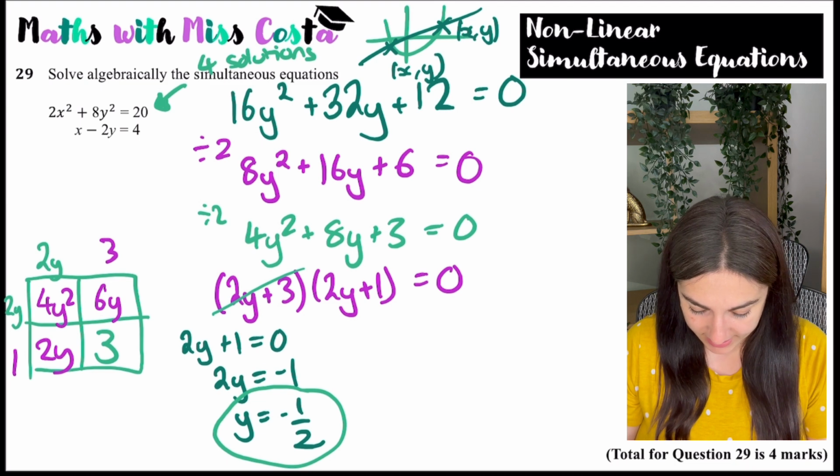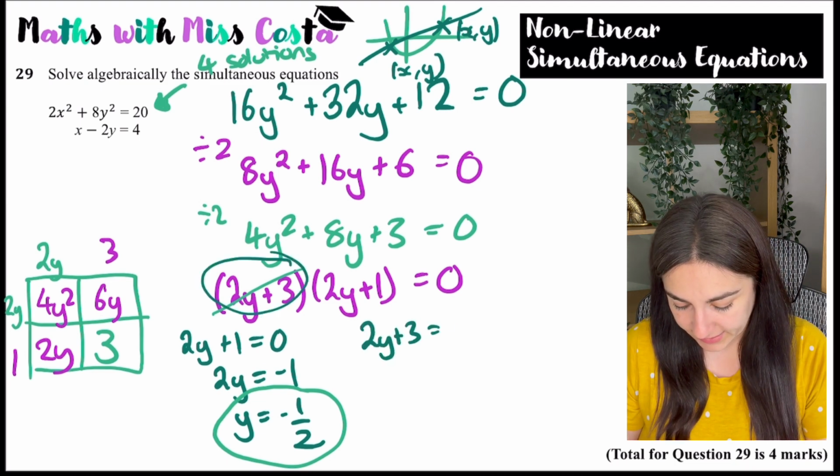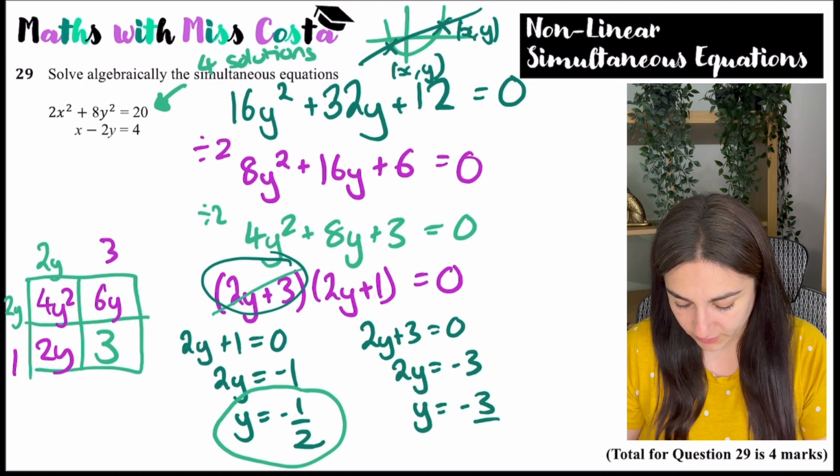And then I'm going to do this bracket. So 2y plus 3 equals 0. So 2y equals minus 3 and y equals minus 3 over 2.